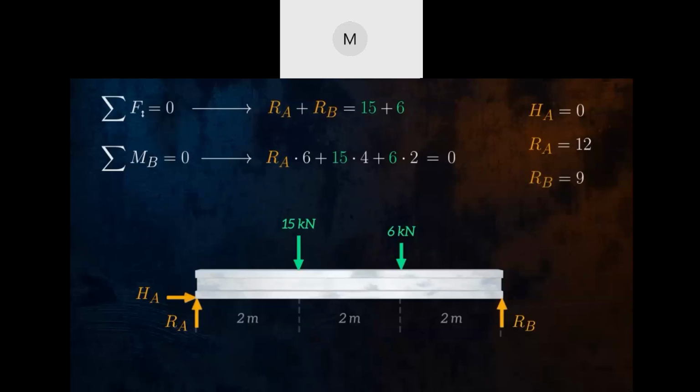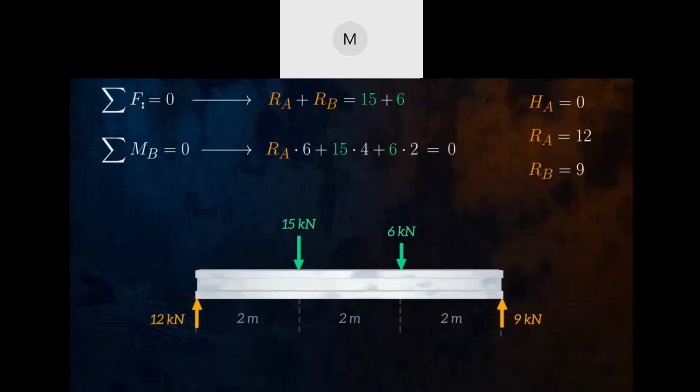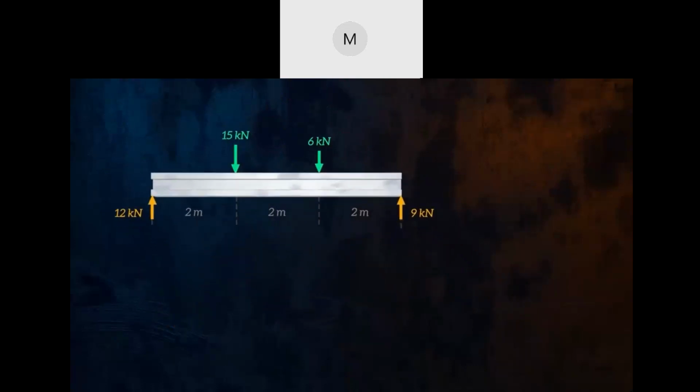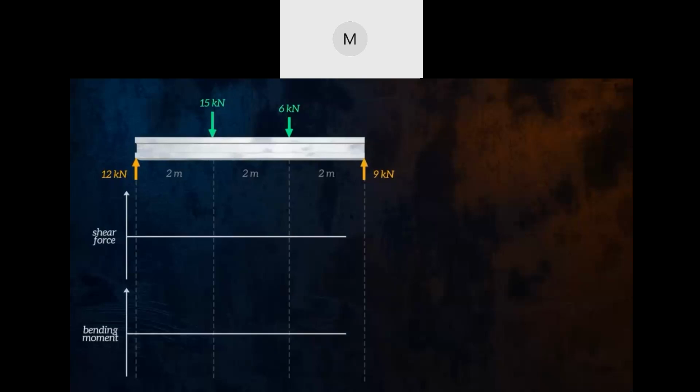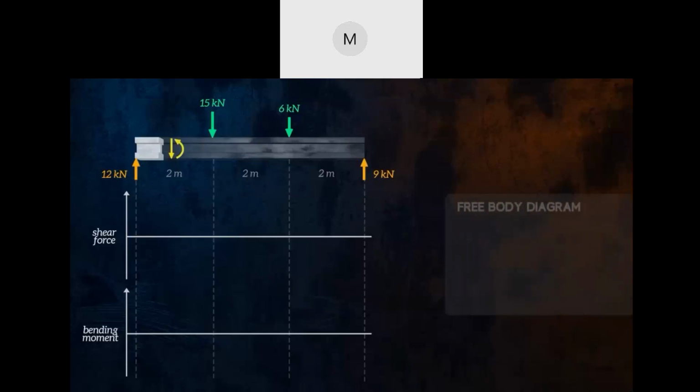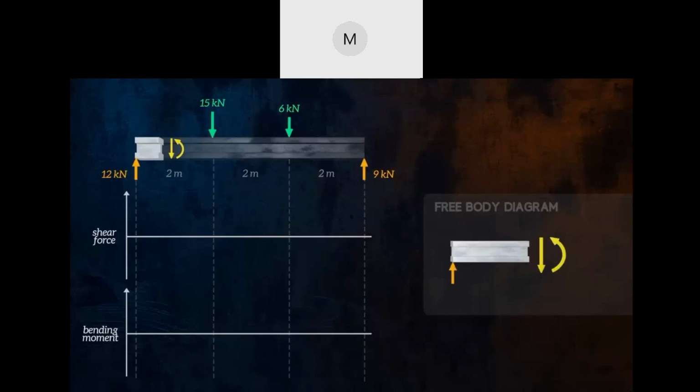Now that all of the external loads acting on the beam are defined, we can draw the shear force and bending moment diagrams. We will start from the left-hand side of the beam. Let's draw the free body diagram for a location immediately to the right of the 12 kilonewton reaction force. To maintain equilibrium, the shear force must be equal to the reaction force. We can draw this on our shear force diagram.